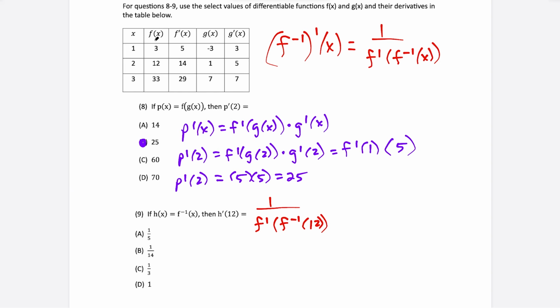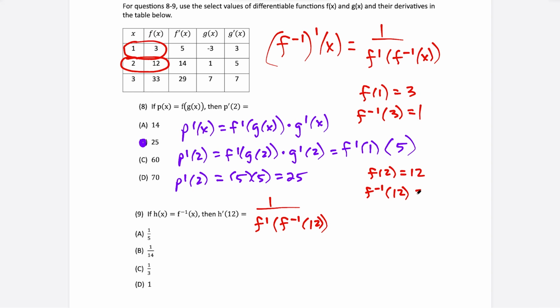So let's say I pick out a random value here, like this value in the table, when we have f of 1 is equal to 3. So if f of 1 is equal to 3, in inverse language, I could say f inverse of 3 is equal to 1. So when I want to find f inverse of 12, I'm targeting the y values in the f of x column. So if you notice here, we have f of 2 is equal to 12, and that means in inverse language that f inverse of 12 is equal to 2.